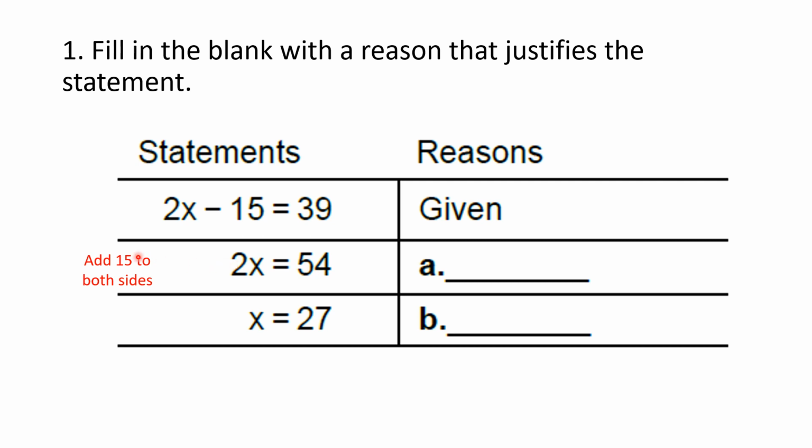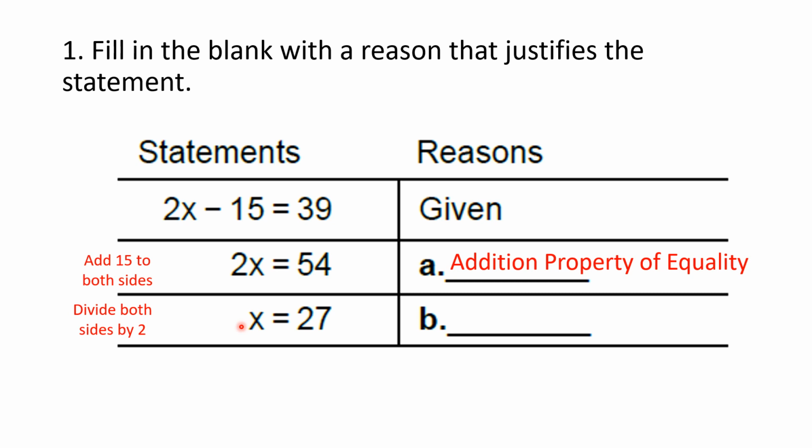All right, so what property allows us to add 15 to both sides? That would be the addition property of equality. All right, so since we're adding on both sides, we are using the addition property of equality. All right, now let's look at line 2 to line 3. 2x equals 54, and then the next line says x equals 27. So what happened from line 2 to line 3? We divided both sides by 2. All right, so to get x by itself, we divided both sides by 2.